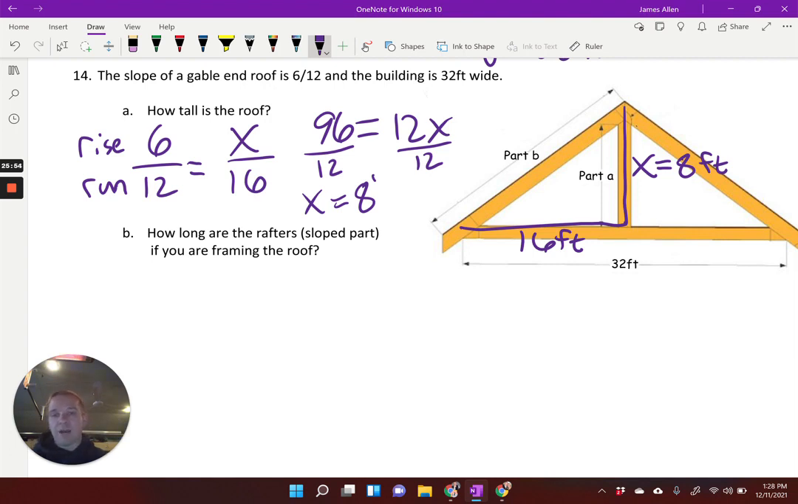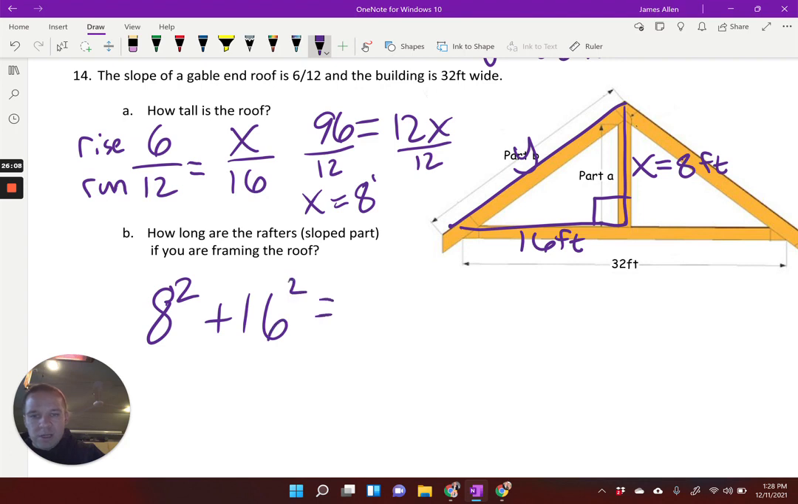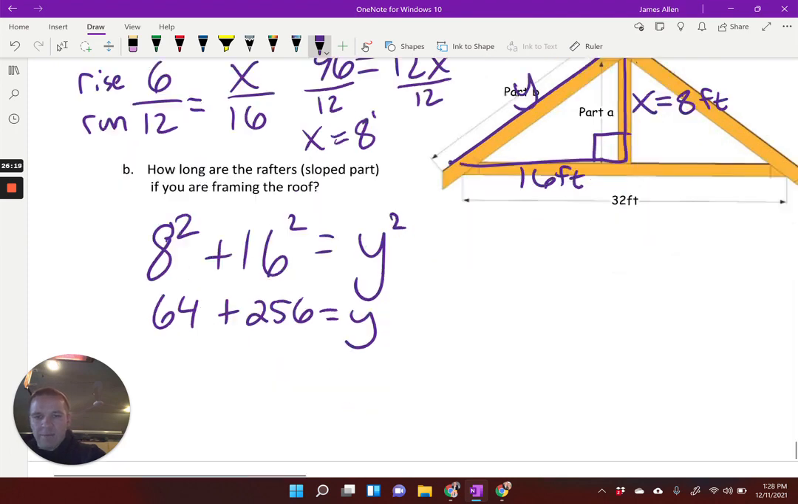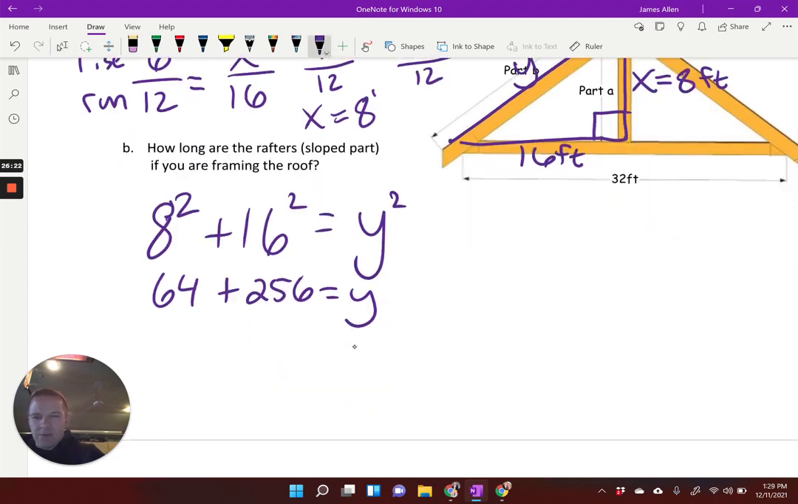Next thing, how long are the rafters, the slope part? So we want to find out that, right? That's part B. We'll call that y. So if I know two sides of a right triangle, Pythagorean theorem is most definitely my best friend. 8 squared plus 16 squared equals, in this case, y squared. So I'll go ahead and plug that in. I get 64 plus 256 equals y squared. So that's 320.